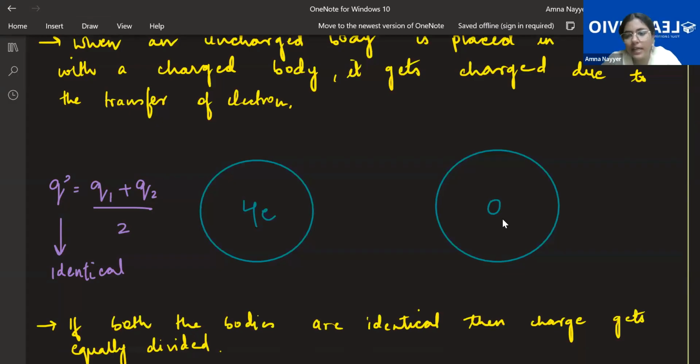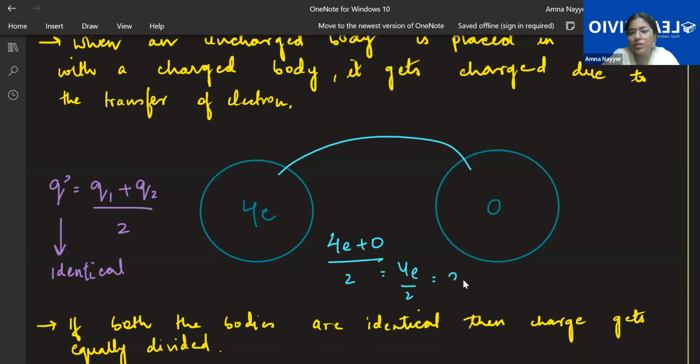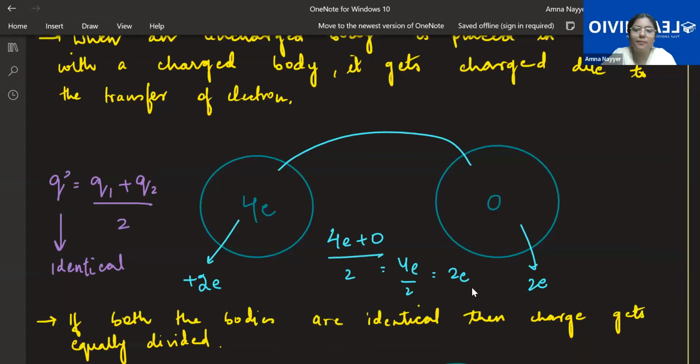Now I want to find out after conduction, if they are connected, what will be the individual charges on them. Straight away, 4e plus 0 divided by 2, that is equal to 4e by 2, which is equal to 2e. This will reduce its charge to 2e, and this will gain the charge up to 2e. That's it. Got it? Let's take one more example.